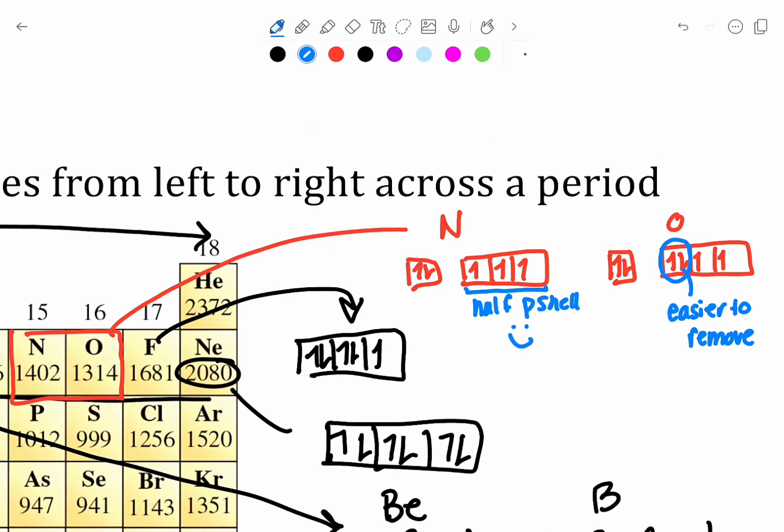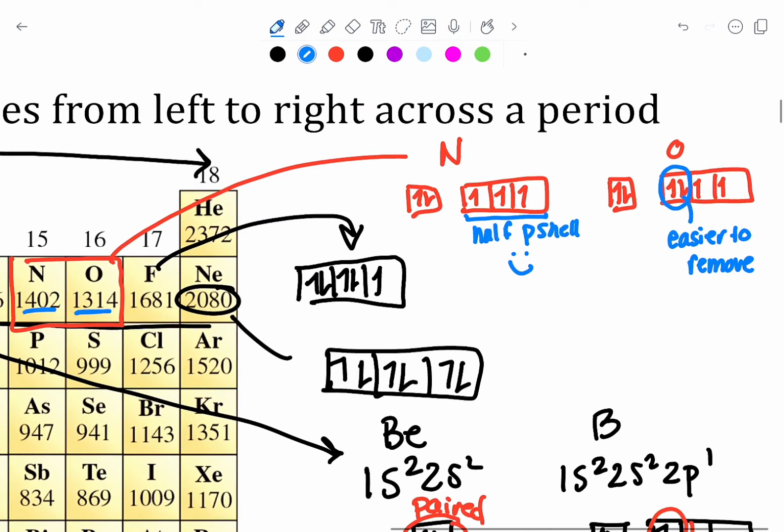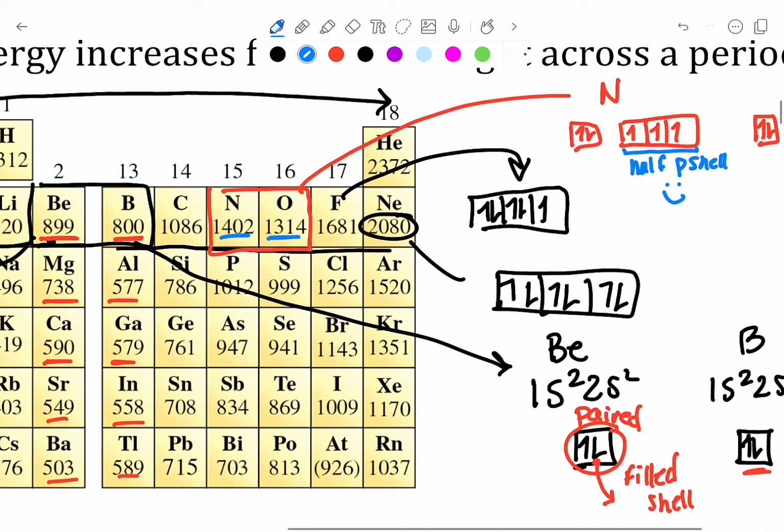Okay, so that's why we see this trend in nitrogen and oxygen, where the ionization energy of oxygen is a lot lower than nitrogen, because nitrogen has a half-filled p orbital, whereas oxygen has this extra electron compared to nitrogen that is easier to remove. We see that also with phosphorus and sulfur, and then as we go down the periodic table, it gets closer together, where those ionization energies are almost the same.